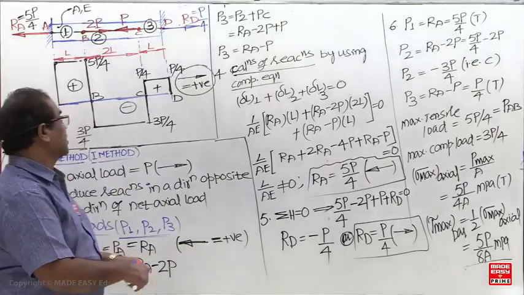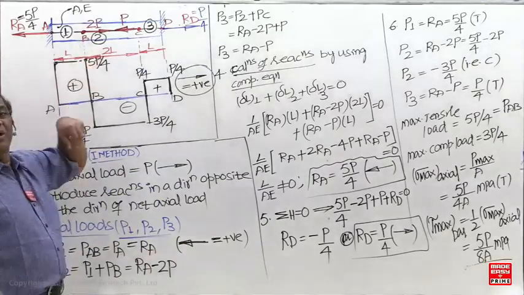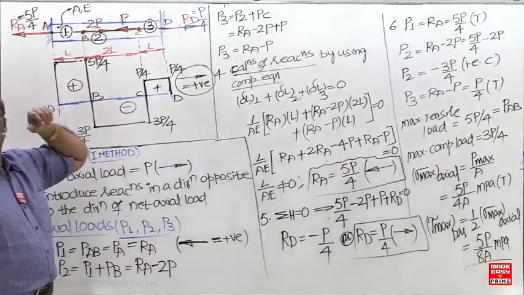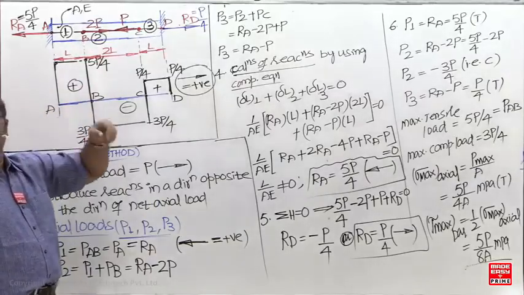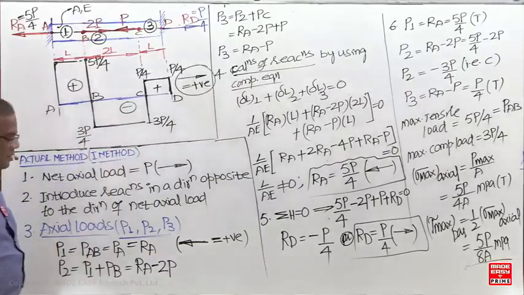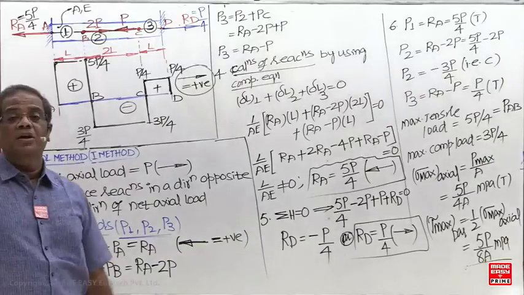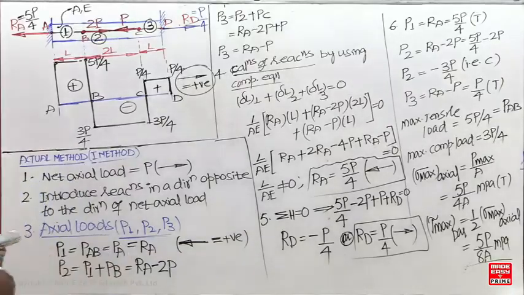Same thing when twisting couples are applied. When a twisting couple is applied, there is only one extra step you have to do: convert them into double arrows. The same procedure will be there. Only the equations will change. In place of P by A, T by Zp. In place of PL by AE, you have to go for TL by GJ.